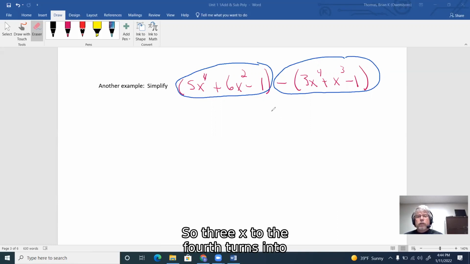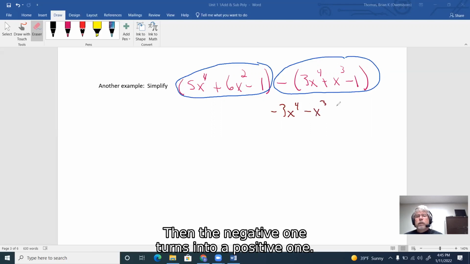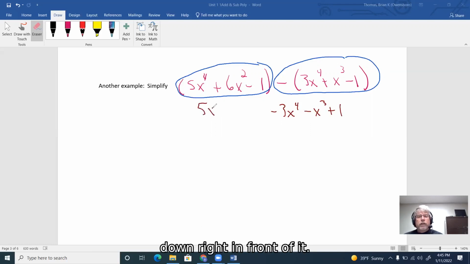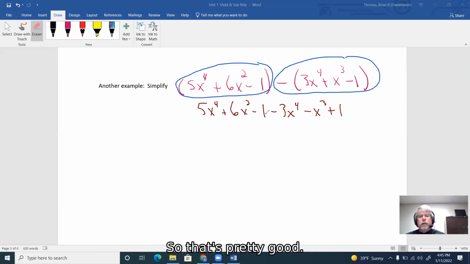So 3x to the fourth turns into a negative 3x to the fourth. That positive x cubed turns into a negative x cubed. And then the negative 1 turns into a positive 1. Once I do that, the first polynomial slides down right in front of it. So 5x to the fourth plus 6x squared minus 1. Okay. So it looks pretty good.